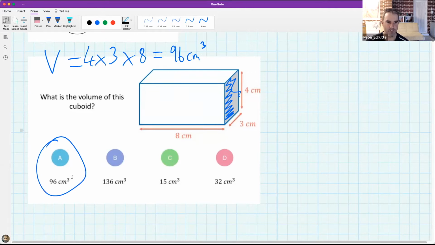Okay, so that's not too bad in terms of finding the volume. You find the area of the base, you times by the other dimension, or the depth. Sometimes we call this the depth. And that's all we really had to do there.